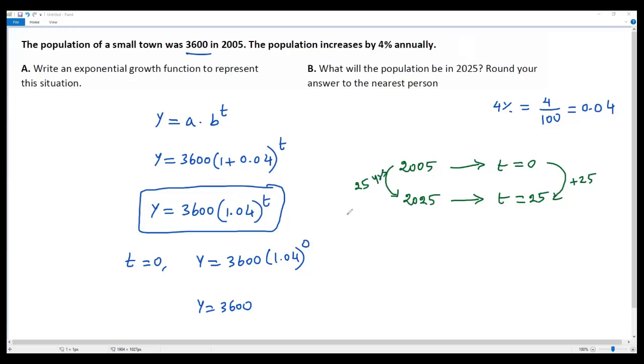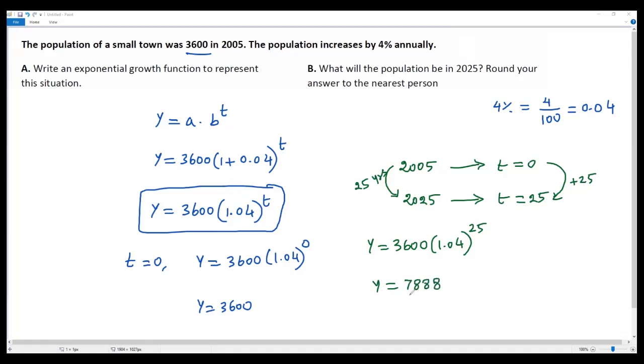Here, to find the population in the year 2025, in this exponential growth function I have to plug in t equals 25 and calculate the value of y. When t is equal to 25, the value we get for y will give the population in the year 2025. Okay, let's do that. So y equals 3600 times 1.04 to the power 25. I think we can do the calculation using a calculator. And we have to give our answer to the nearest person. So the nearest person is going to be 7888.